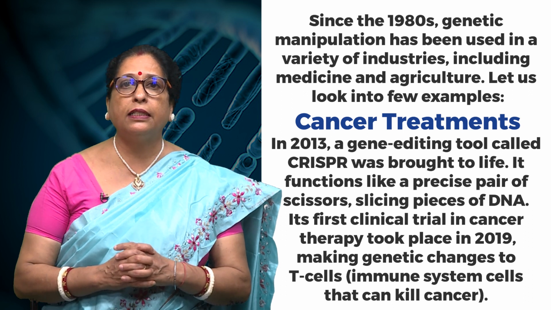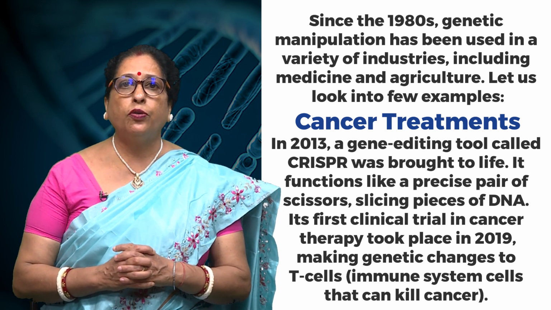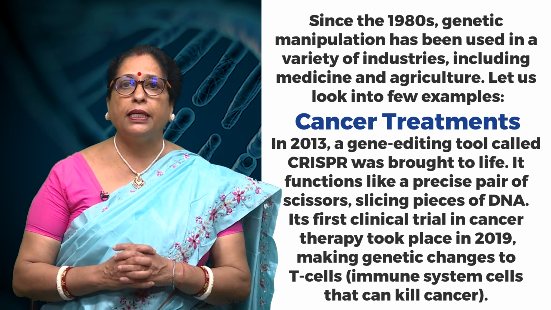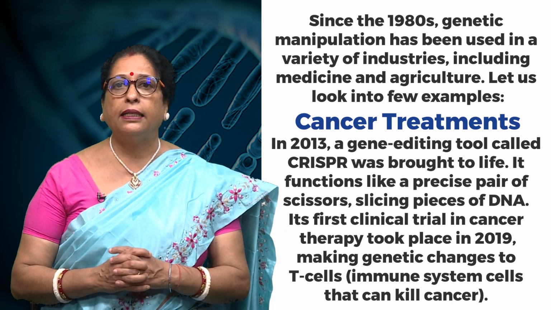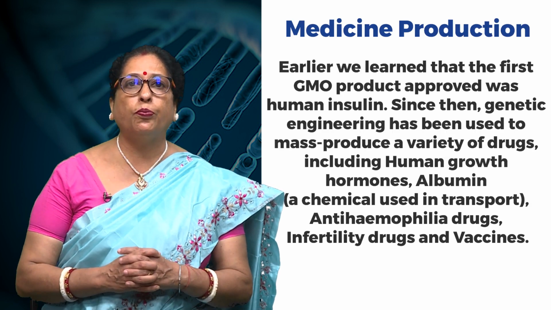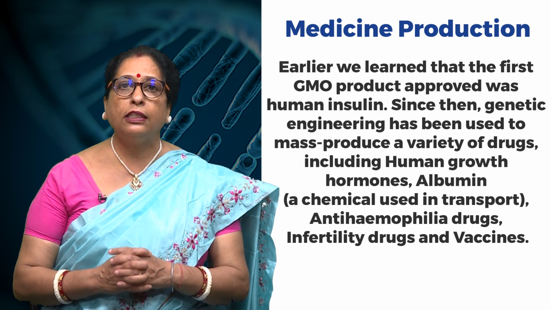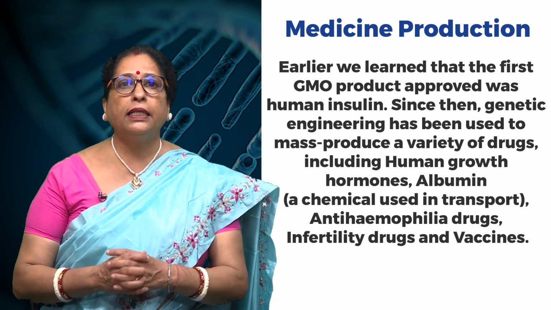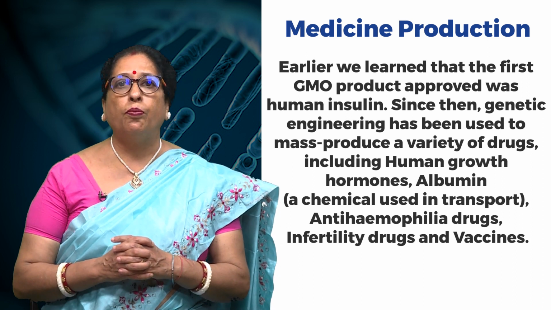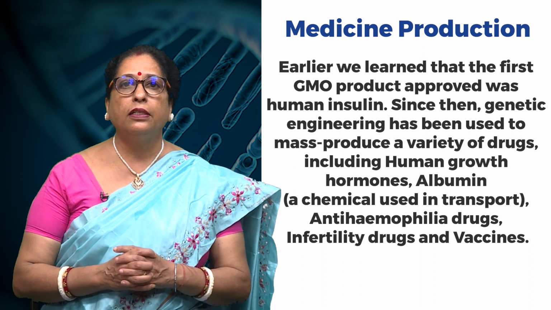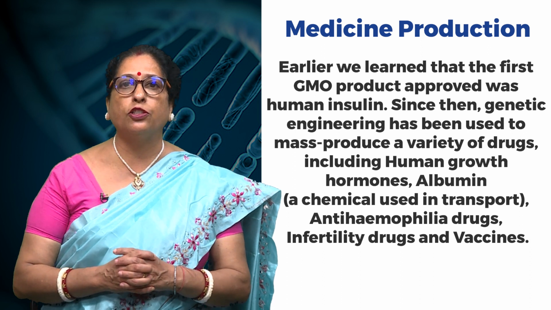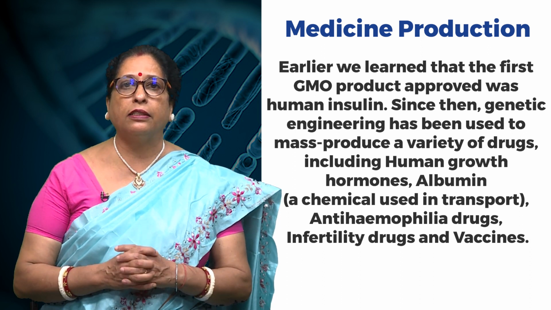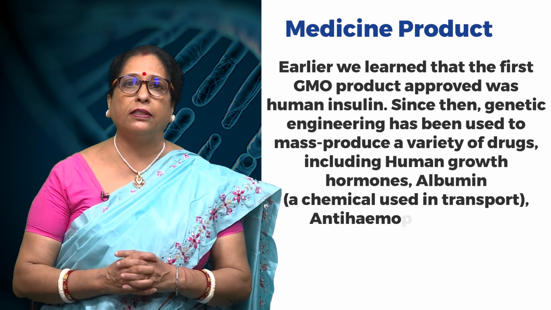Its first clinical trial in cancer therapy took place in 2019, making genetic changes to T cells, that is, immune system cells. In medicine production, earlier we learned that the first GMO product approved was human insulin. Since then, genetic engineering has been used to mass produce a variety of drugs, including human growth hormone, albumin, a chemical used in transport, anti-hemophilia drugs, infertility drugs and vaccines.